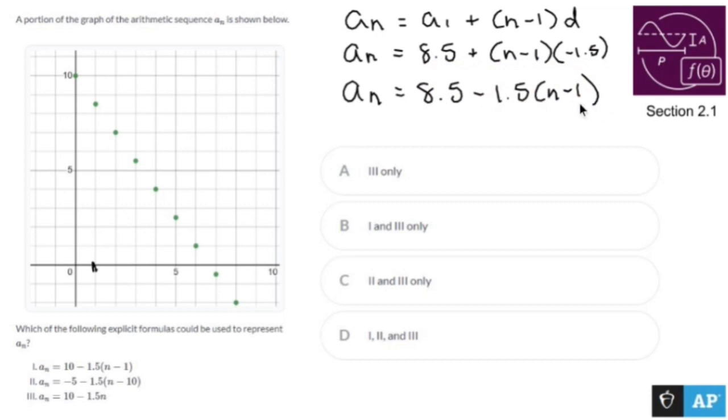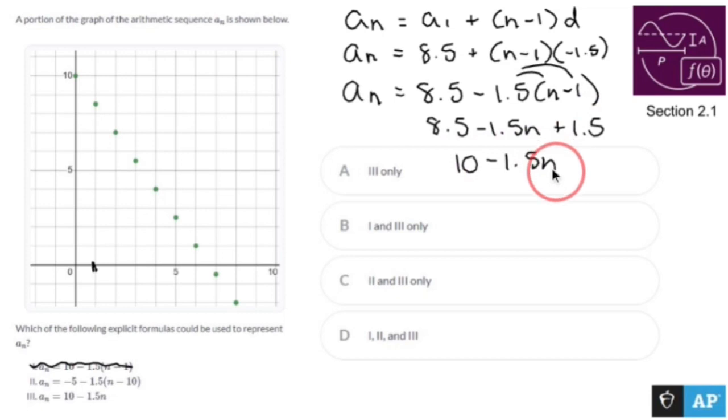Okay, so you look like you, but you're not. Negative 5 minus 1.5 n minus 10? Yeah, I don't know. I'm going to go back to that. 3 doesn't look like that. However, if I distribute that negative 1.5, I now have 8.5 minus 1.5 n plus 1.5, which gives us 10 minus 1.5 n. So it's definitely 3.